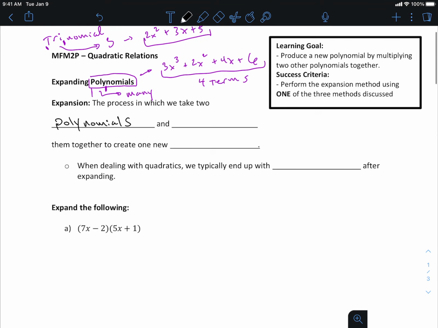Expansion is the process by which we take 2 of those things, 2 family members, and we multiply them together to create, I don't know, a trinomial or something like that. So with polynomials, we multiply, and then we create one new polynomial, typically, well, it could be any polynomial. And when we deal with quadratics, for your purposes, we're typically going to end up with trinomials.